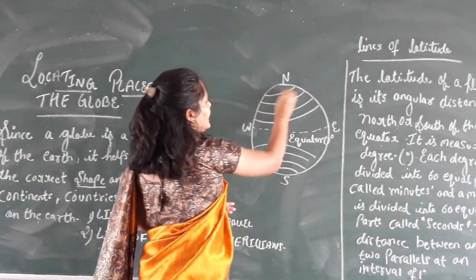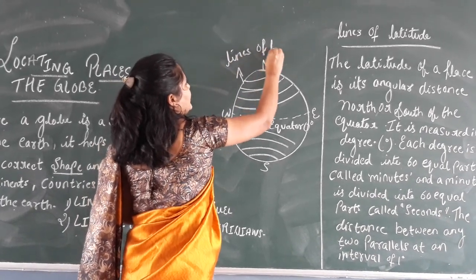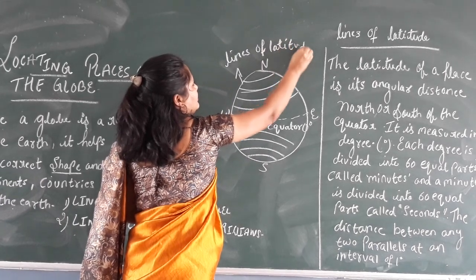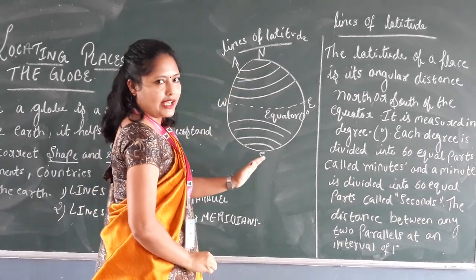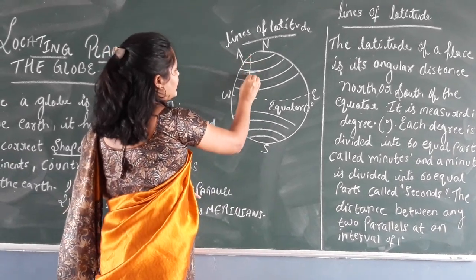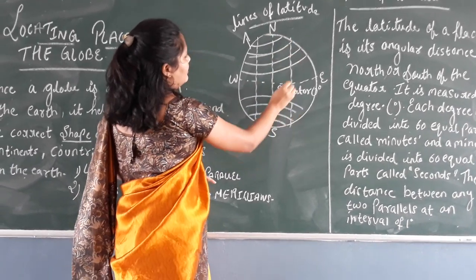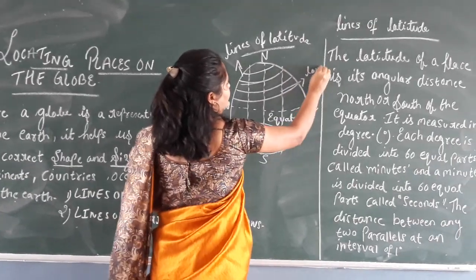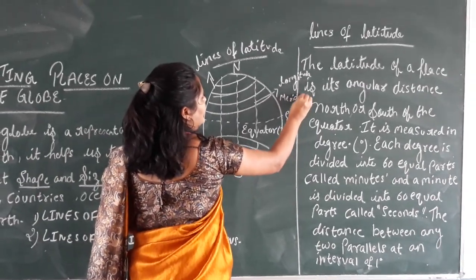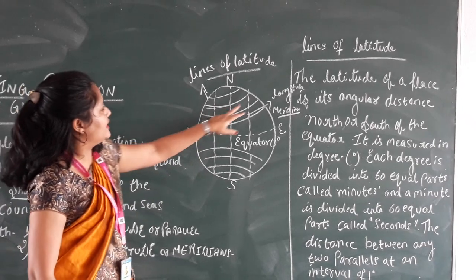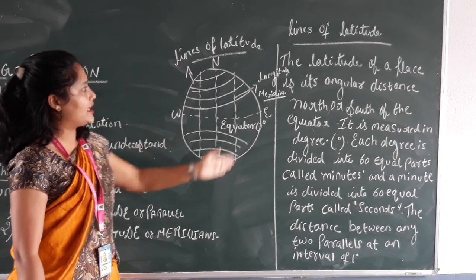And these parallel lines are called lines of latitude. Got it? Besides the lines of latitude, there is one more imaginary line that runs from pole to pole. It is vertical. It is called longitude, or you can say meridian. So you have understood? The horizontal lines are called lines of latitude and the vertical lines are called longitude.